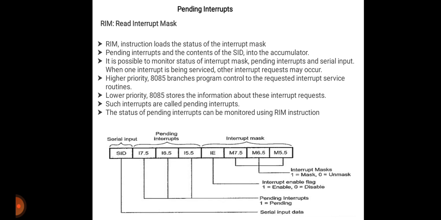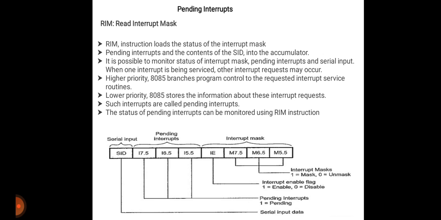The next one is pending interrupts, in which we will see RIM, that is read interrupt mask. The read interrupt mask RIM instruction loads the status of the interrupt mask, pending interrupts and contents of the serial input data line SID into the accumulator. Then it is possible to monitor the status of the interrupt mask, that is pending interrupts and serial input.